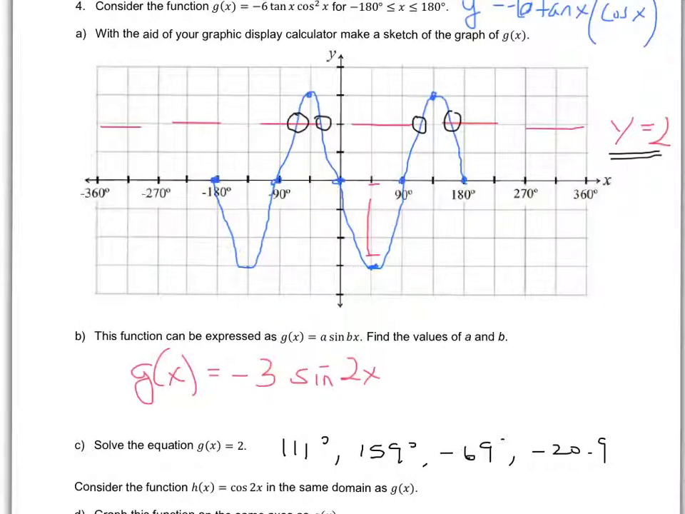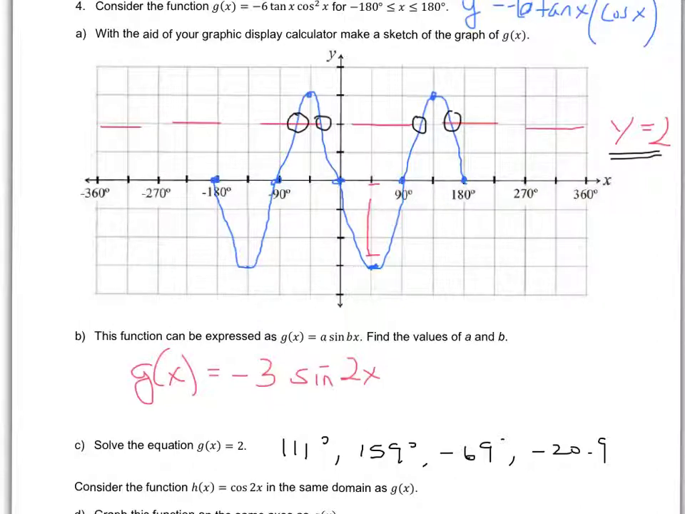And when I use my calculator, I get negative 69 degrees, negative 20.9 degrees, or negative 21. I get 111 and 159 degrees. And that looks pretty good according to my graph. So we're on the right track here.